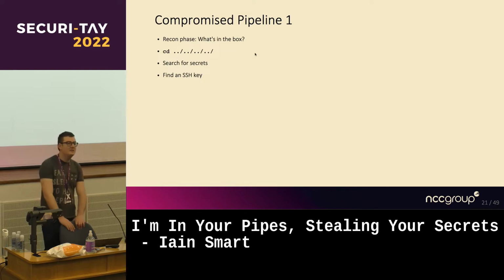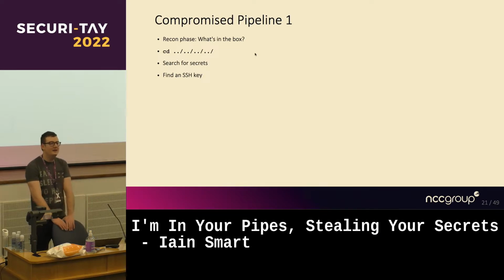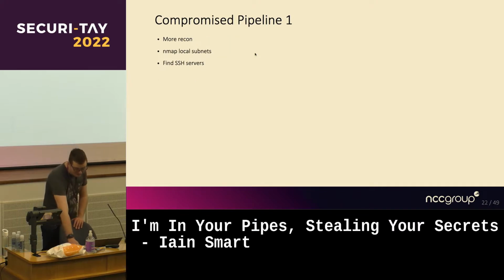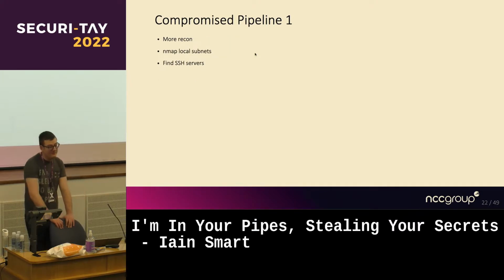What can we do with it? As you may have guessed from the fact that we were able to get a shell back, there was no restriction on internet access inside the build environment. It could reach out and go to wherever it wanted. We installed Nmap, we did some more recon, and wouldn't you know, we found some more servers running OpenSSH server. Again, nothing particularly clever here. We just went, right, what else is there? Mapped the local subnets, and we found all of these servers available.